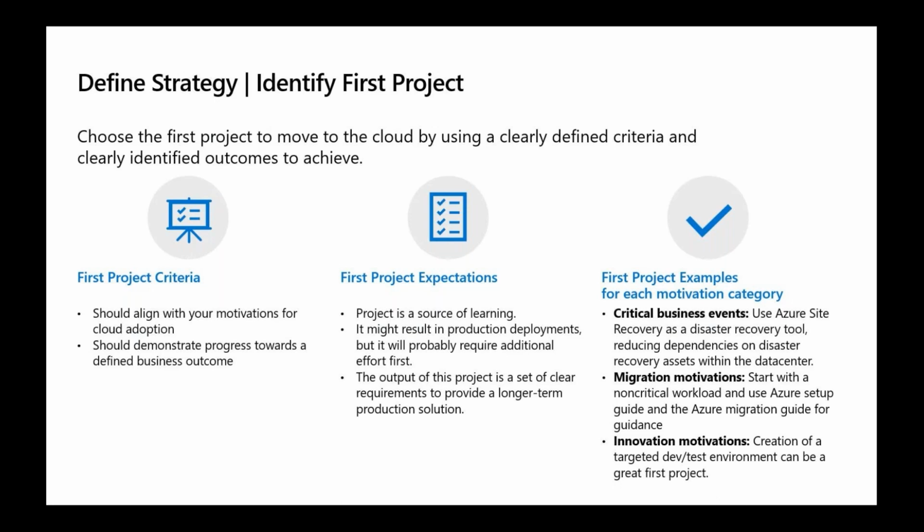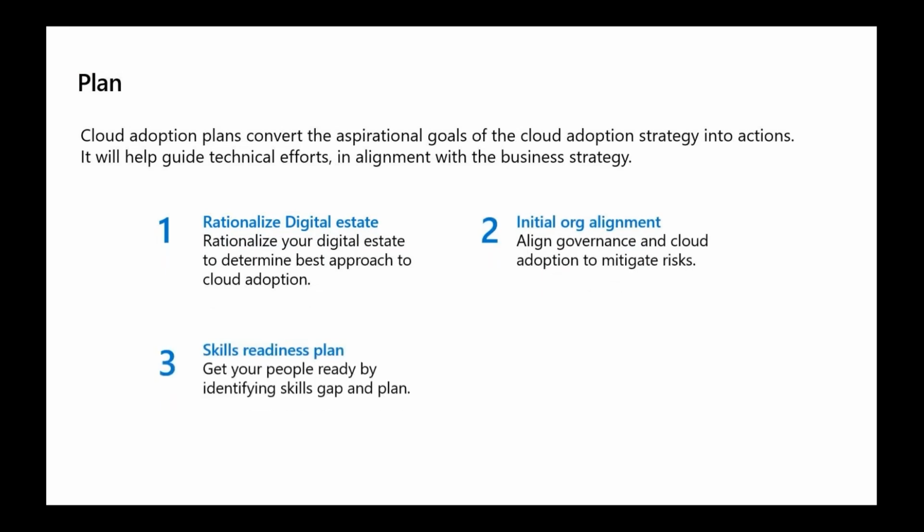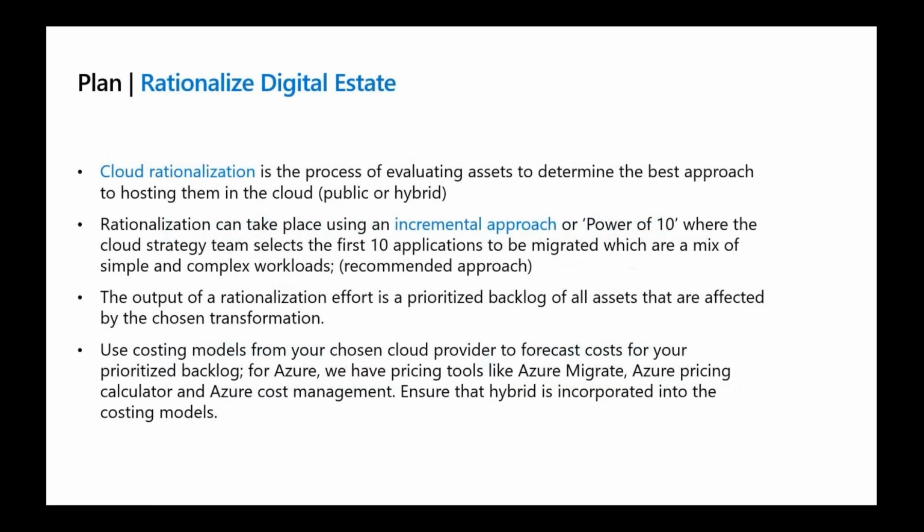So use it. This first project has examples for each motivation category, for critical business events, for some innovation motivations or migration motivations, and so on. And then when you've done it, then there's time to put together a plan, and that would be again rationalize the digital estate and do the initial organizational alignment to prepare, do the skill readiness plan, and also perform a cloud adoption plan.